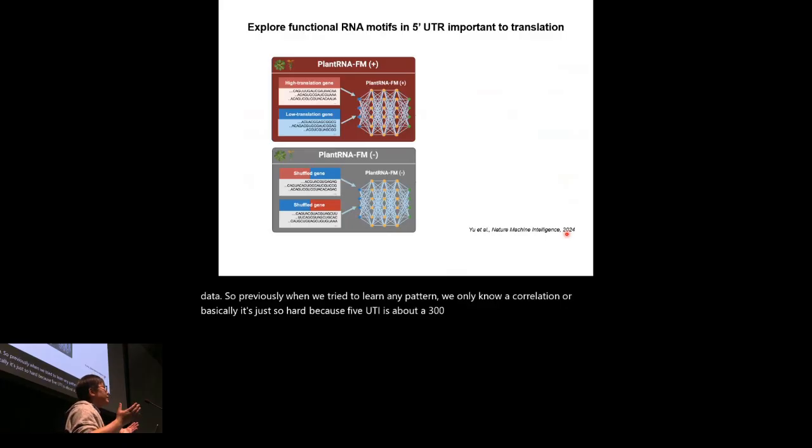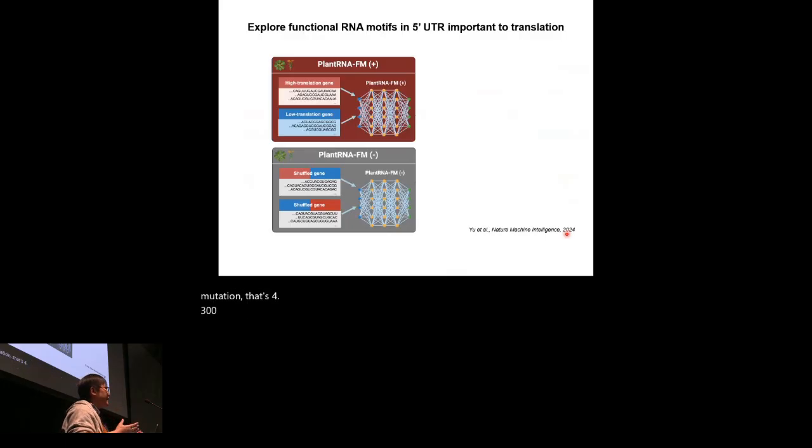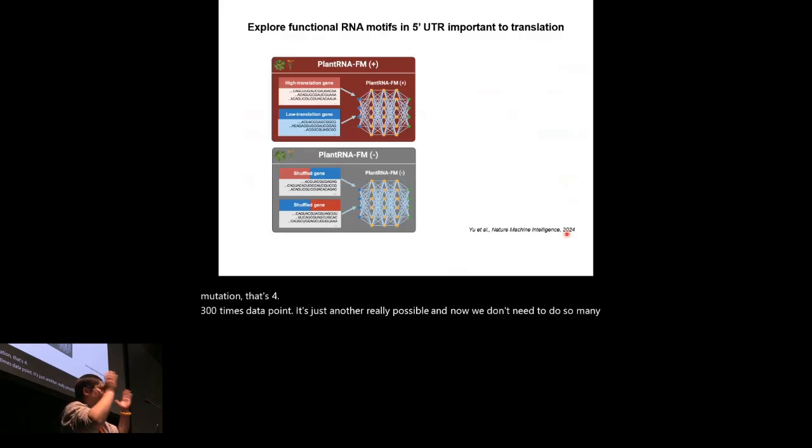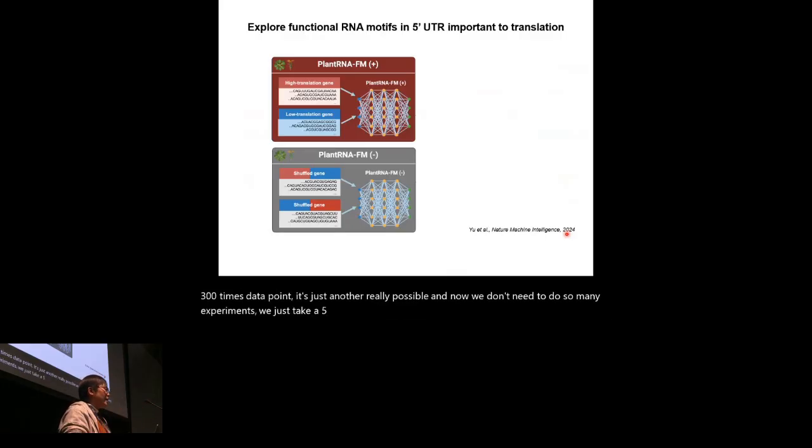If you do massive mutation, that's 4 to the 300 times data point. It's just not really possible. And now we don't need to do so many experiments. We just take the 5 UTR of like 10,000, 20,000 genes and their corresponding TE. Now we convert it into this foundation model, then generate the learning.